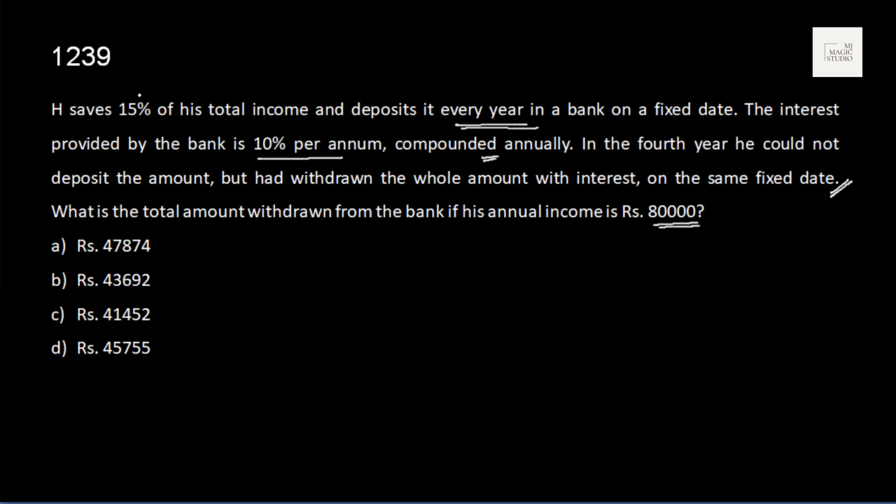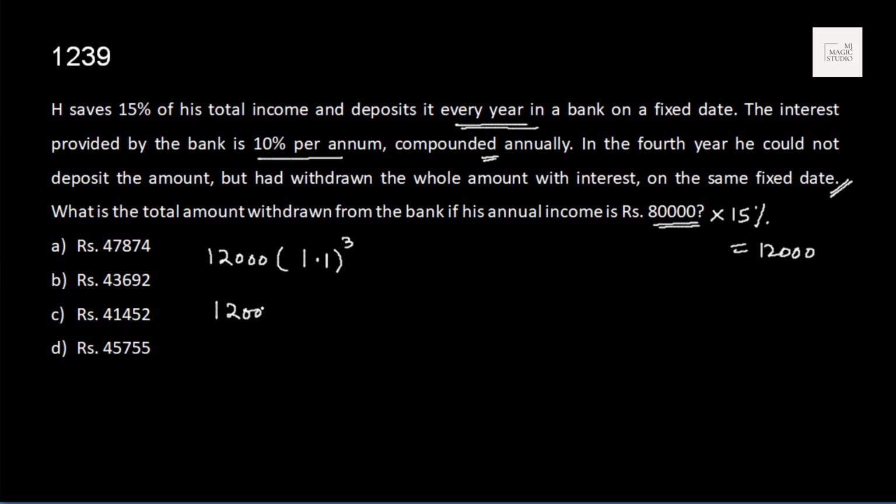Now first we need to find how much he is depositing. He is depositing 15% of 80,000. So 15% of 80,000 is 12,000. Suppose on 1st January he deposited the first amount. On the first amount he will get interest of 10% for 3 years, because on the 4th year, the very first day, 1st January, he is not able to deposit anything. That means he is getting interest for 3 years.